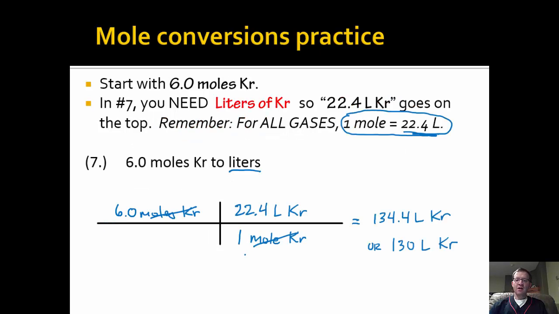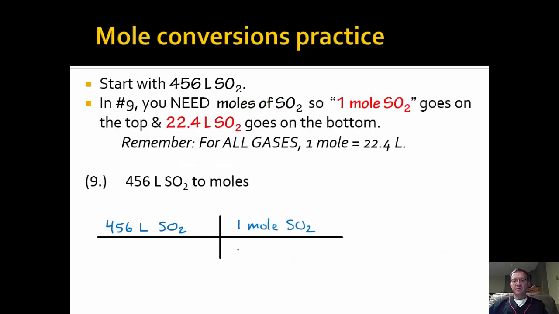Again, notice though, in the last problem, we put liters over moles because we wanted to get to liters. On this problem, we're going to put liters under moles because we want the liters to cancel out. 22.4 liters of SO2 per 1 mole of SO2. And when I do my math, liters are on the top in my numerator to start out with, and liters are in the bottom in the denominator. So they'll cancel out. Liters cancel out with liters. You can X those out or however you want to do it. 456 times 1 divided by 22.4.